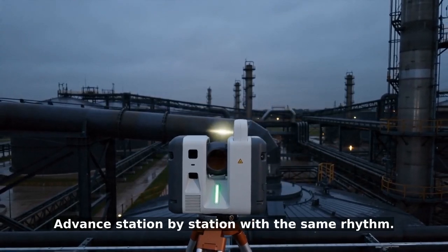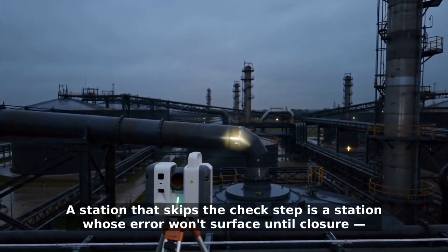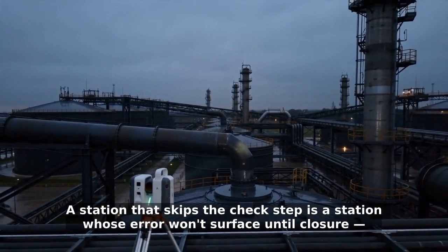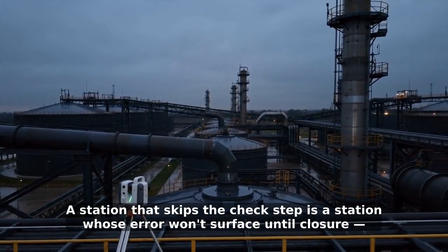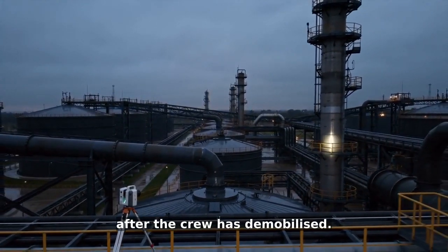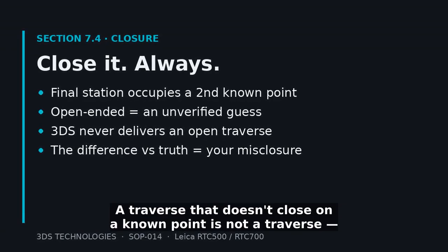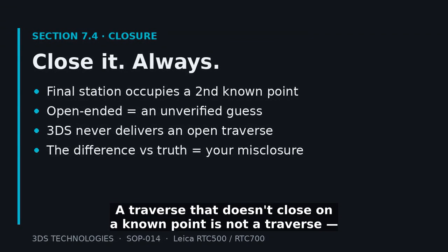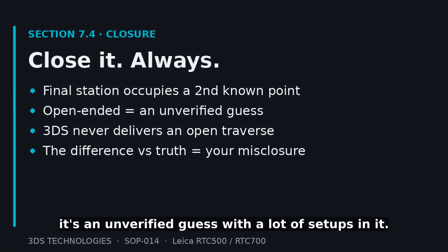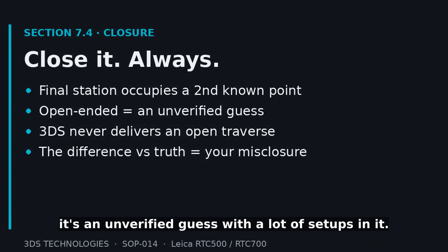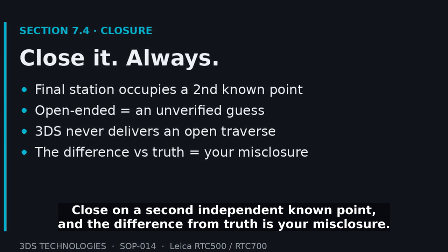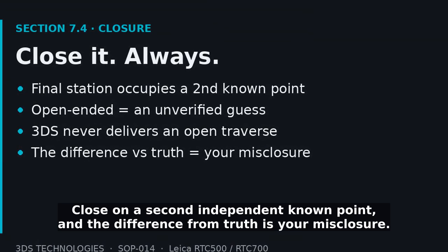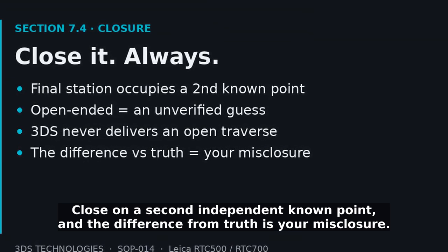Advance station by station with the same rhythm. A station that skips the check step is a station whose error won't surface until closure, after the crew has demobilized. A Traverse that doesn't close on a known point is not a Traverse. It's an unverified guess with a lot of setups in it. Close on a second independent known point, and the difference from truth is your misclosure.